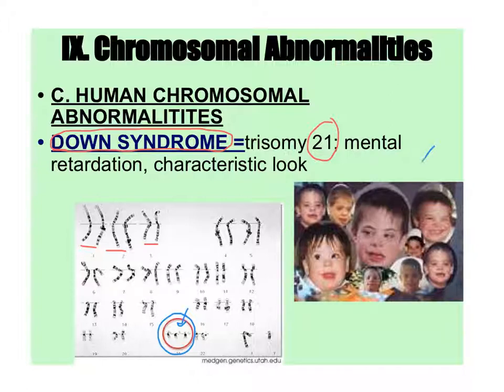And that leads to what's called Down syndrome, which is mental retardation, a characteristic look. And let's see if you could tell me, is that a boy or a girl? If you said it's a boy, good job. Because they got the X chromosome and they got the little baby Y.